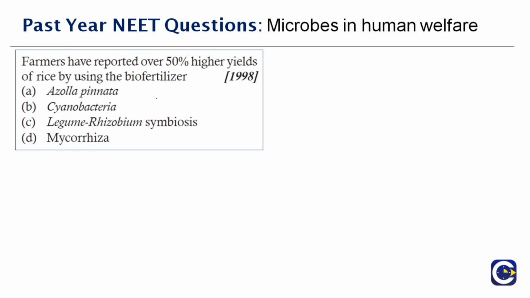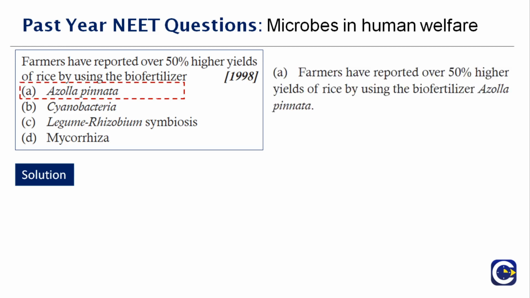Farmers have reported over 50% higher yields of rice using a biofertilizer. This is again an easy question because it's a repetition of questions from earlier. Farmers have reported over 50% higher yields of rice by using the biofertilizer called Azolla pinnata. Option A is the right answer.